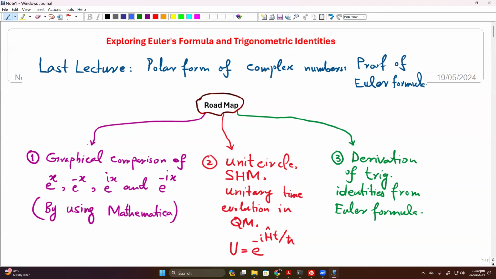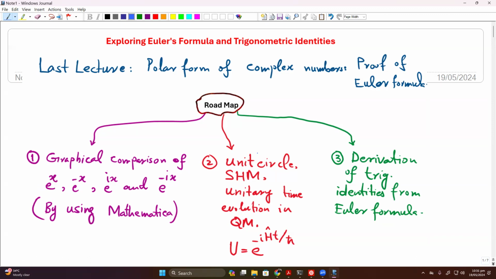First, we'll compare the graphs of e to the x, e to the minus x, and e to the ix, and e to the minus ix. So we'll see how these graphs look. You already know how the graphs of these functions look. For this purpose, we'll be using Mathematica.